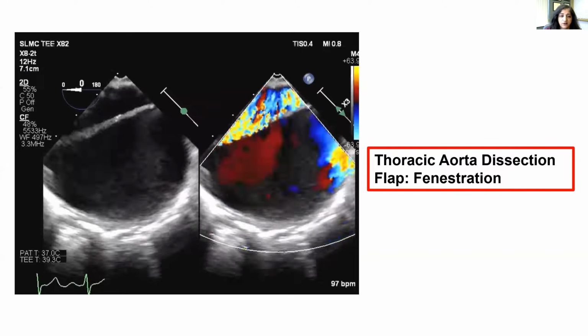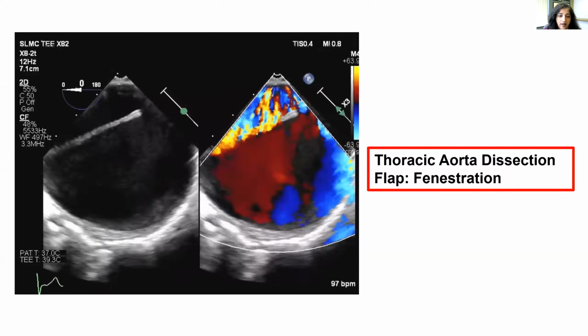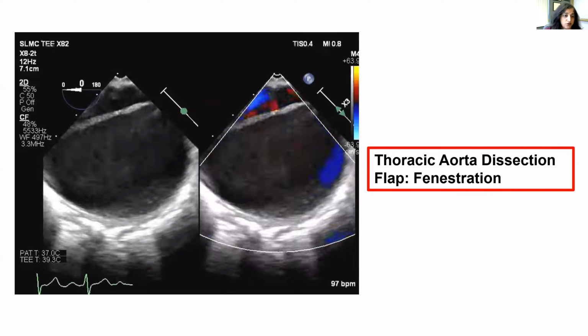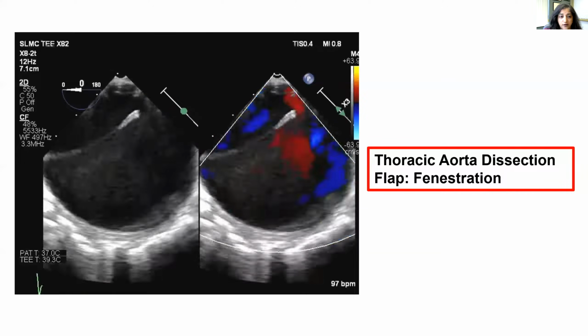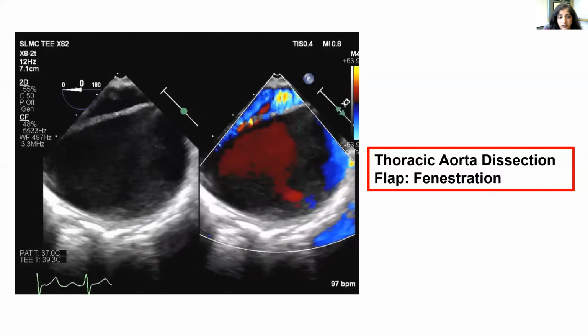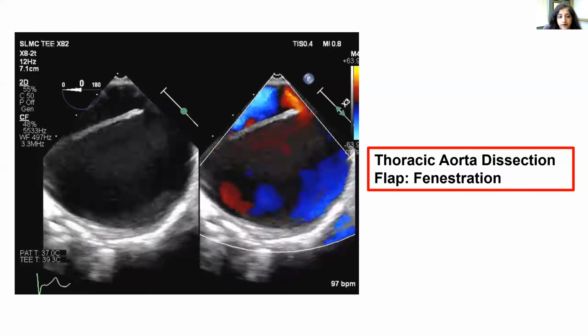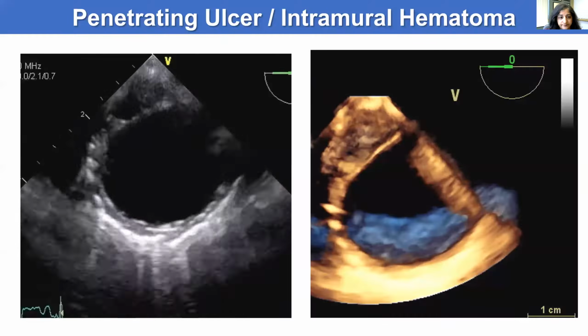And then here you see in this thoracic aorta view that you have a flap, which basically differentiates the true from the false lumen. And you see the false lumen has sort of slower flow here, but you can also appreciate these fenestrations, communications between the true and the false lumen.